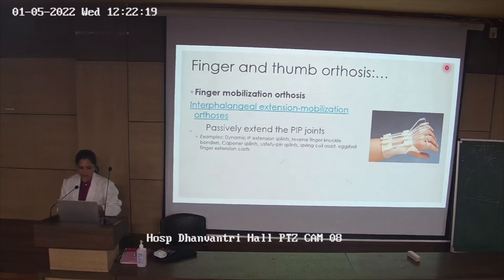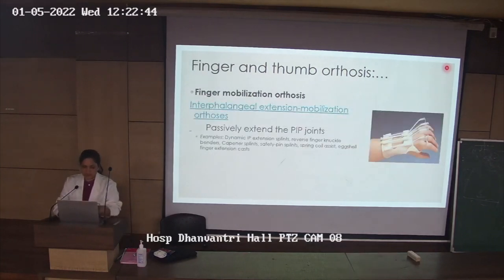Then the finger stabilization orthosis, in which is the interphalangeal extension mobilization orthosis, for passive extension of the PIP joint. Examples are dynamic interphalangeal extension splints, reverse knuckle bender splints, Capener splints, safety pin splints, spring coil splints or axial splints. In this splint, the hand is in extension. This splint is preventing excessive flexion of the MCP joint. It is keeping the DIP and PIP in extension, and the MCP is also in extension.